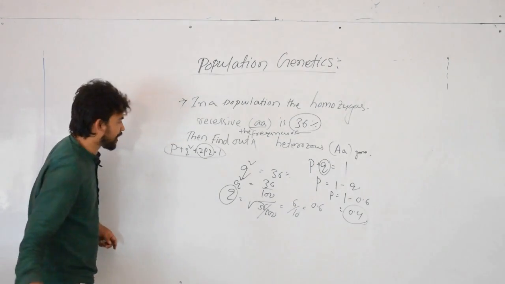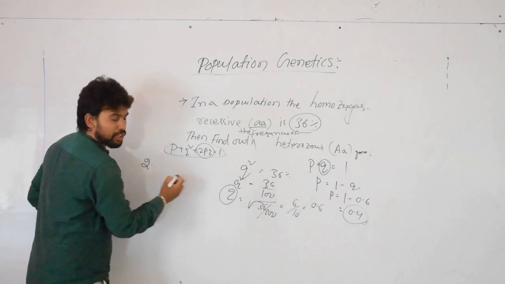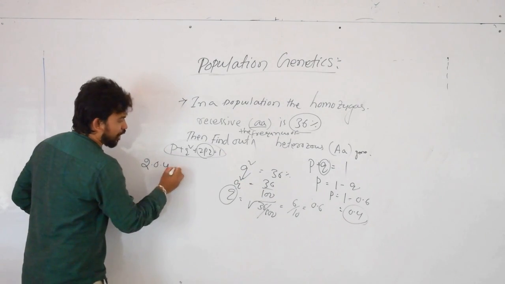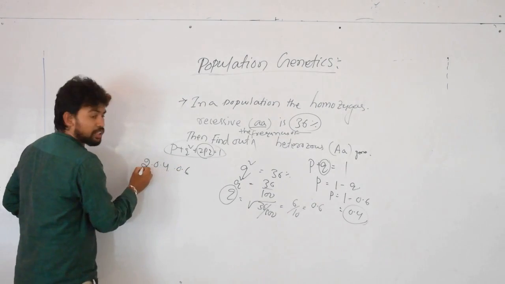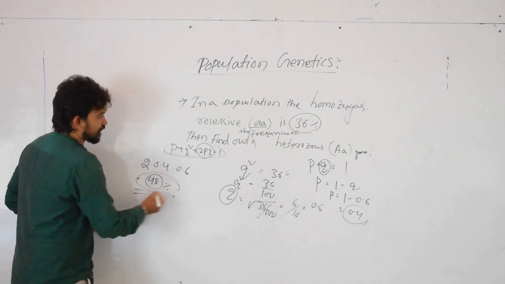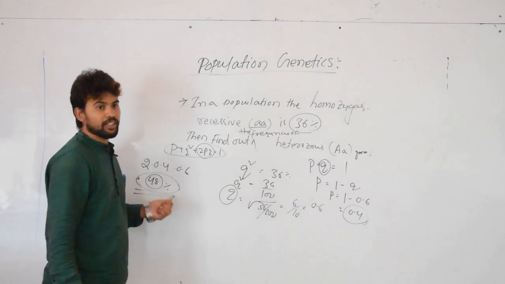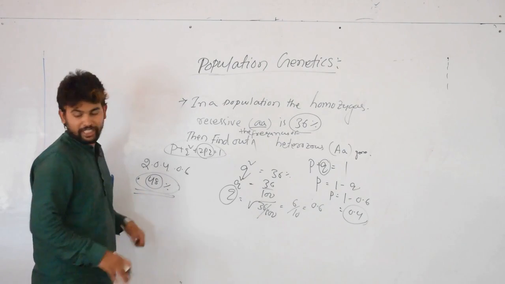Then the value of 2PQ: 2 into P, how much is given? 0.4 we got. And Q, how much we got? 0.6. 6 fours are 24, 2 times that is 48. So how much is the frequency distribution of 2PQ? 48%. Are you getting my points? How much is it? 48%.